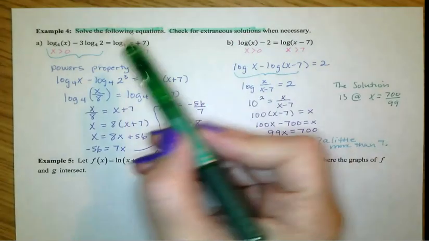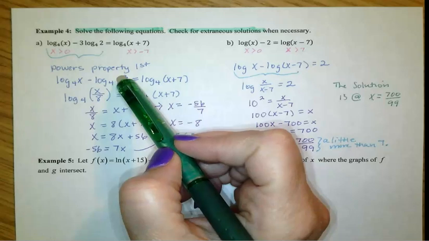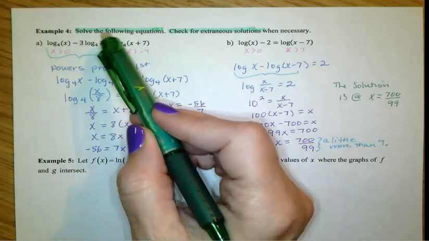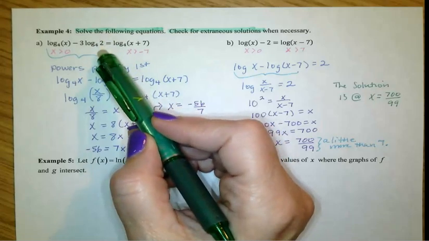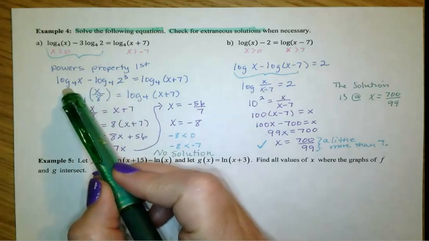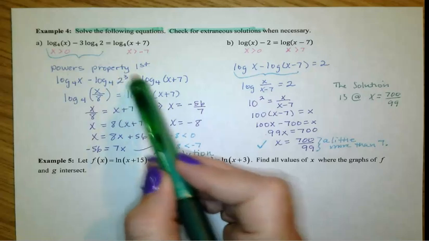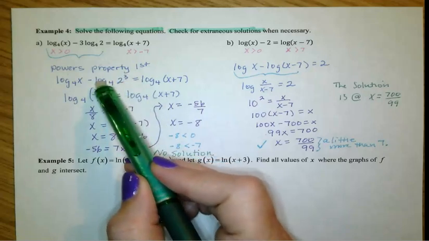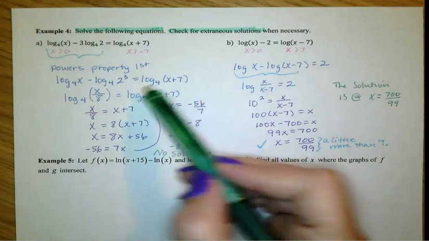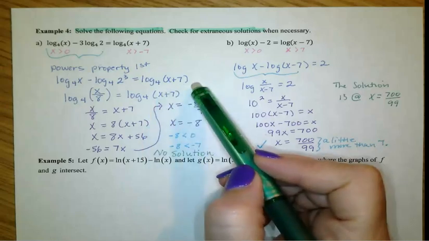Okay, so on this one, remember when you have powers, then you're going to have to use the power property first. So we're going to bounce that 3 right back up into the argument because that 3 is the power of the 2 that's in the argument. Okay, so I have log base 4 of x minus log base 4 of 2 cubed. All of this is the argument, not log base 4 of 2 to the third power. So keep in mind it's in the argument. That equals the right-hand side, which is log base 4 of x plus 7.